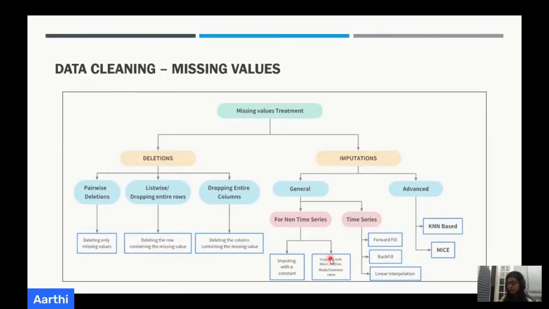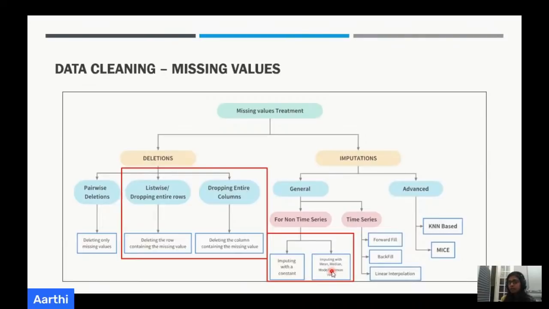If it's a numeric value, you can impute it with mean or median, and mode is the most frequently occurring value. So for categorical variables, you can do that. For today, we will look at deletions, like deleting an entire row or a column. And then we will also look at imputing with a constant or a mean or median.